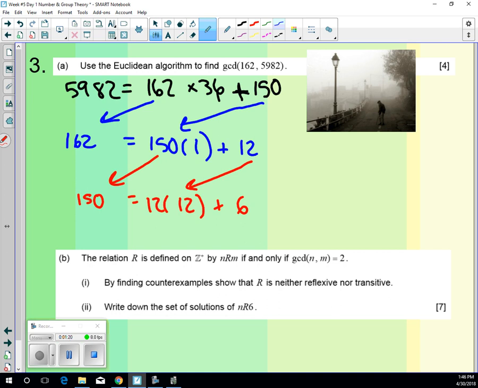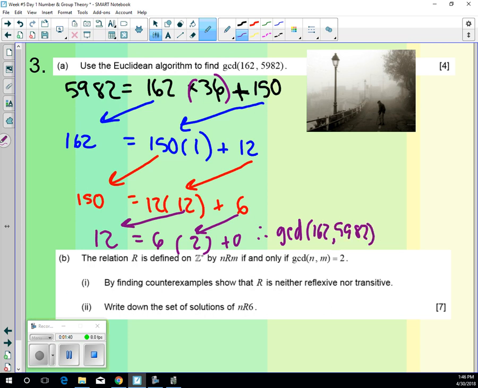And then the last one, and we know it's the last because 12 is equal to 6 times 2 plus 0. Therefore, the GCD of 162 and 5982 should be equal to 6 using that method. And then we had a way of finding the x and y going backwards. You don't have to do that, but you might want to review that.